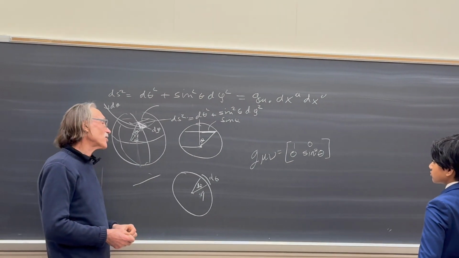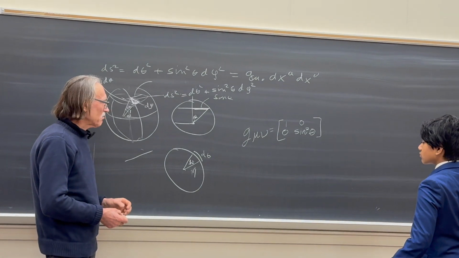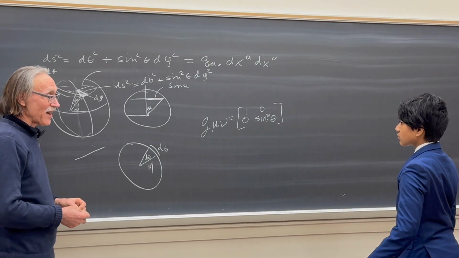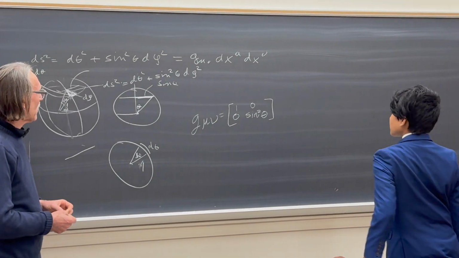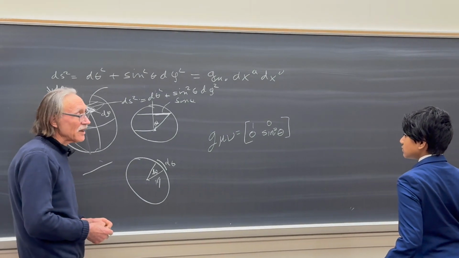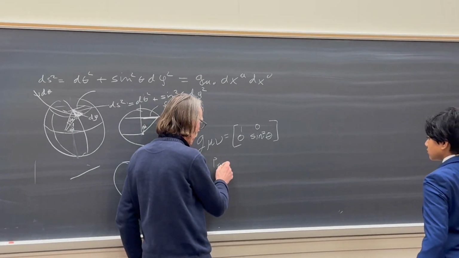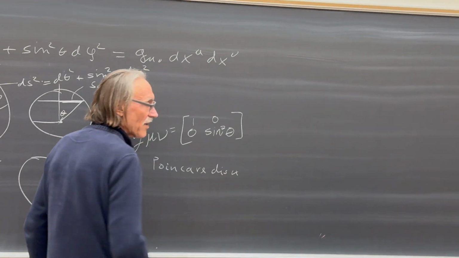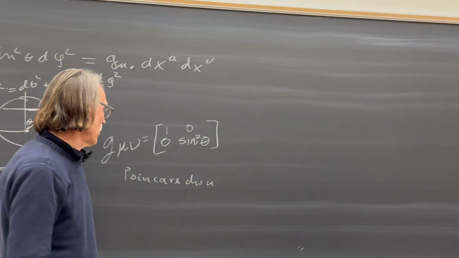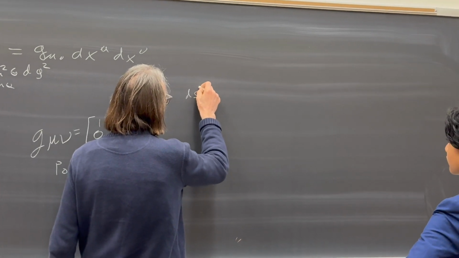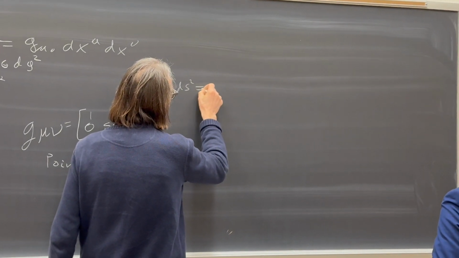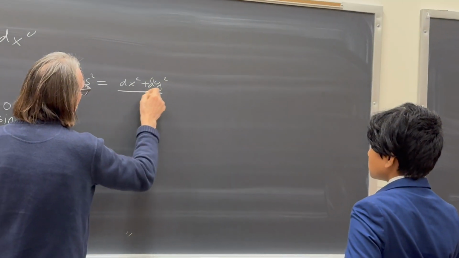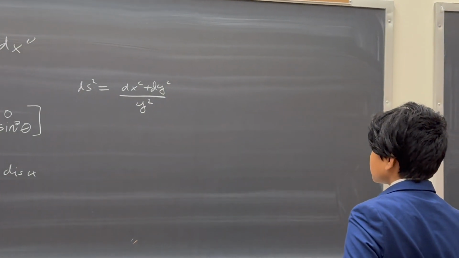This is what you can still work out on a blackboard, but with almost any other geometry, it becomes complicated. The simplest geometry is the so-called Poincaré disk, which is non-trivial. And then the metric is ds squared equal to dx squared plus dy squared divided by y squared. This type of metric.